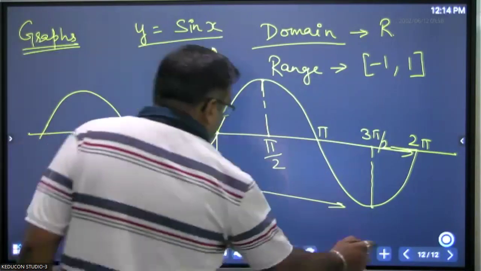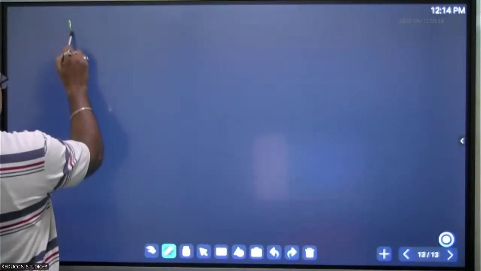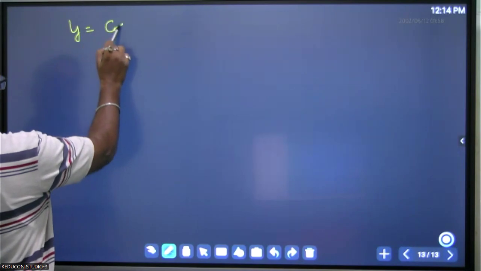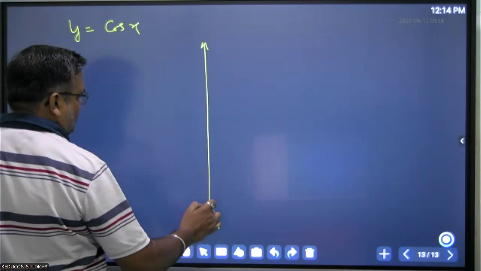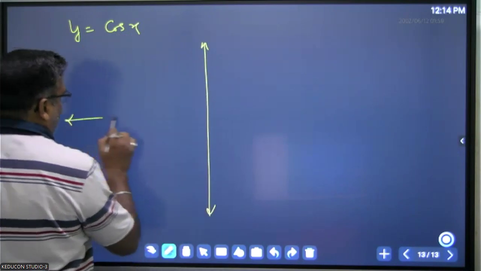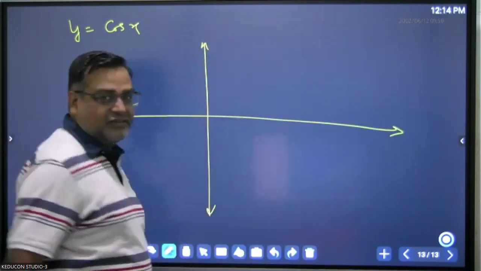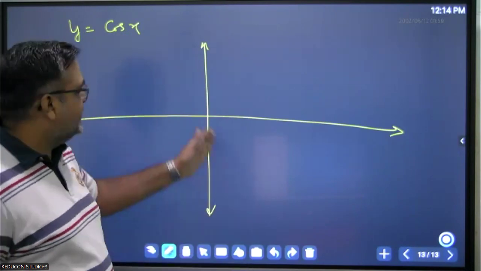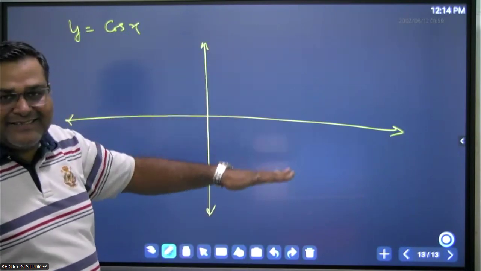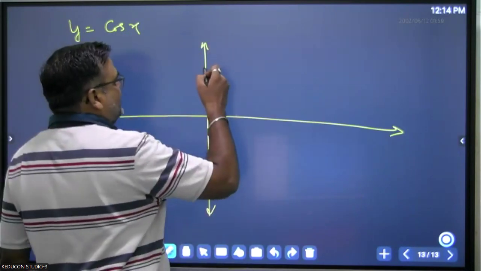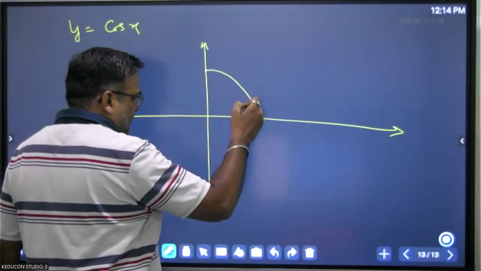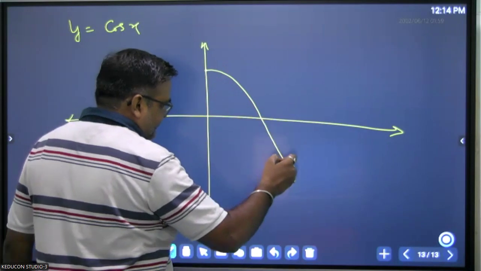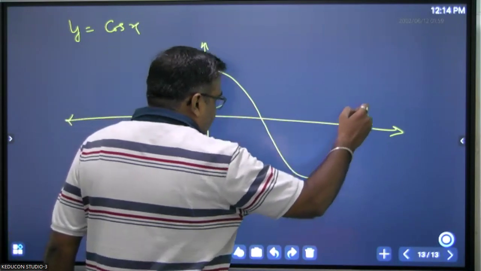Next, if we have to plot the graph of cos x, the graph of cos x is almost the same but a bit different. What is different, students? As we have seen, the value of cos decreases in the first quadrant. It means it starts with a maximum value and keeps on decreasing. It goes like this.